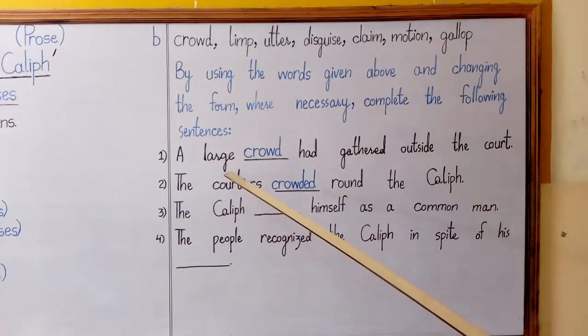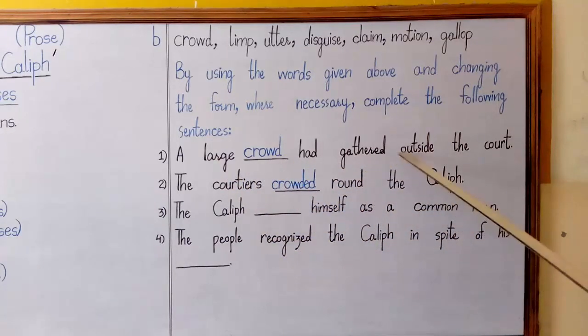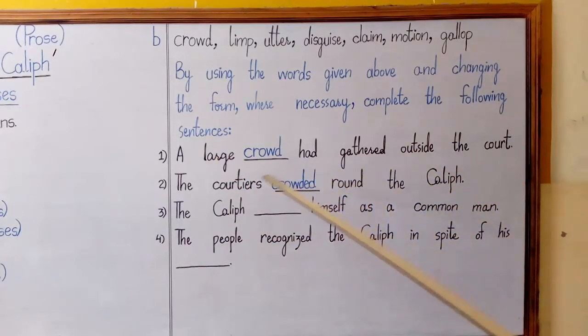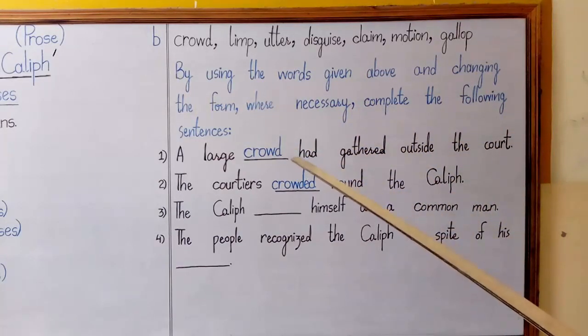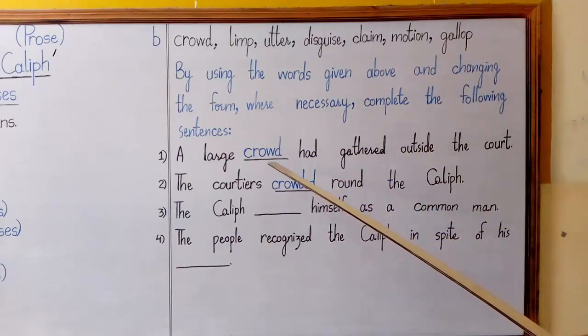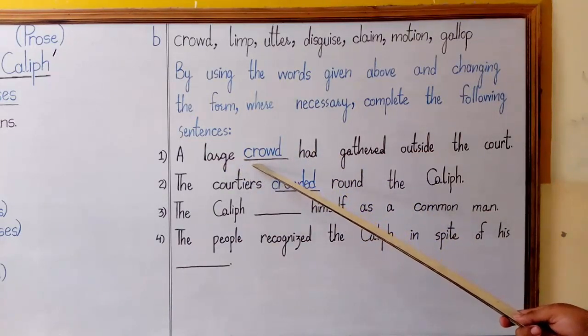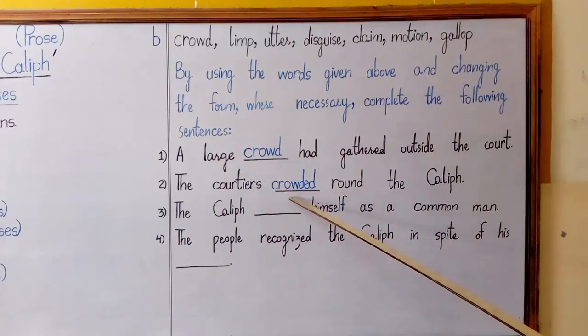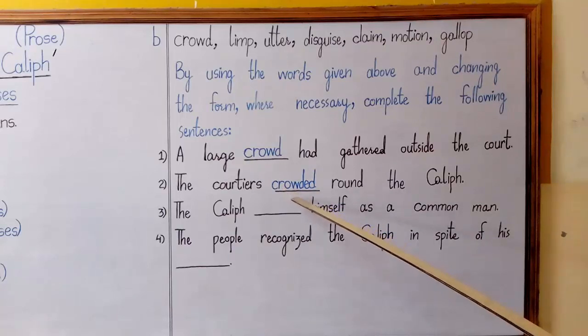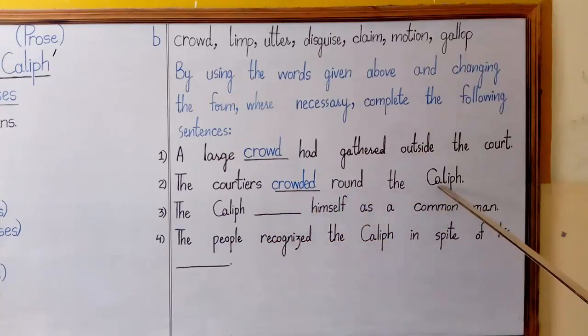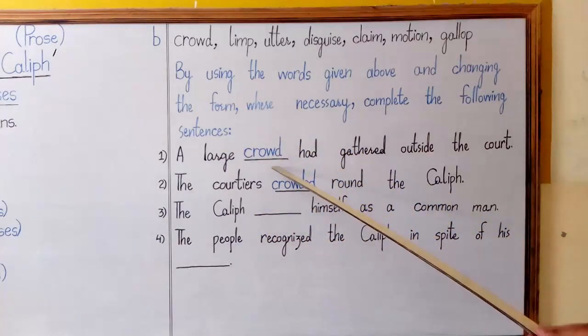Here you can see a large crowd had gathered outside the court. While in sentence number 2, the courtiers crowded round the caliph. As it is mentioned in the question, changing the form where necessary, complete the following sentences. So we can see here in sentence number 1, we used the word crowd as a noun, and we used the word crowd as a verb in sentence number 2. When it was a noun, it came as it is. When it is a verb, we change its form from present form to past form. The courtiers crowded round the caliph. So you see how crowd has been used as a noun and as a verb here.